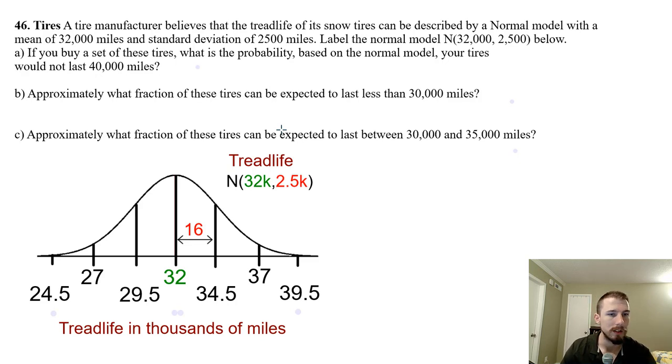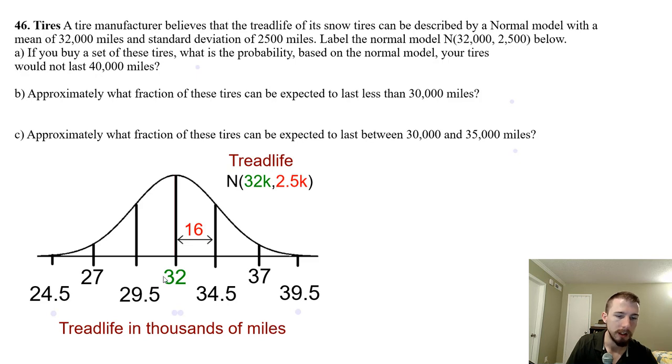Number 46, tires. The tire manufacturer believes that the tread life of a snow tire can be described by a normal model with a mean of 32,000 and standard deviation 2,500. Label the normal model 32,000 and 35,000 and 2,500 below. If you buy a set of these tires, what's the probability, based on the normal model, your tires would not last 40,000?